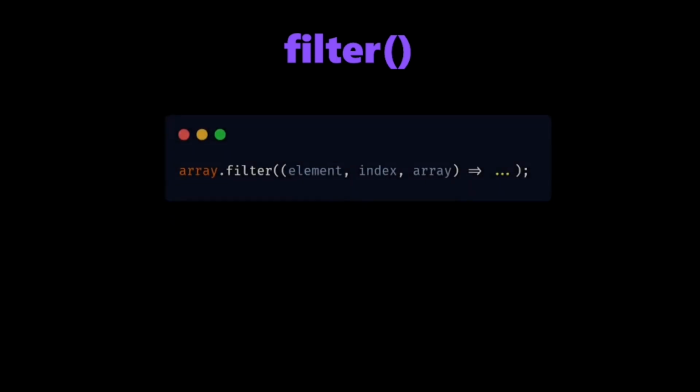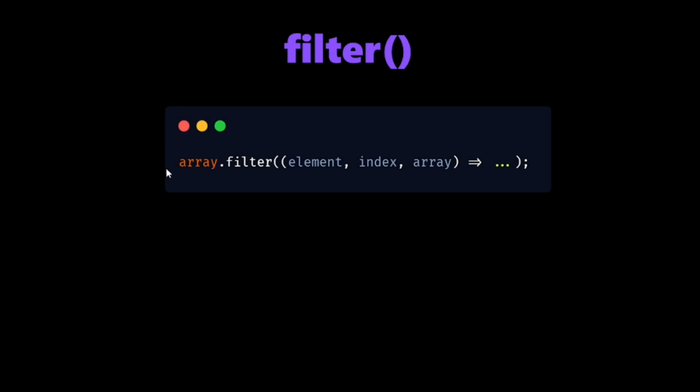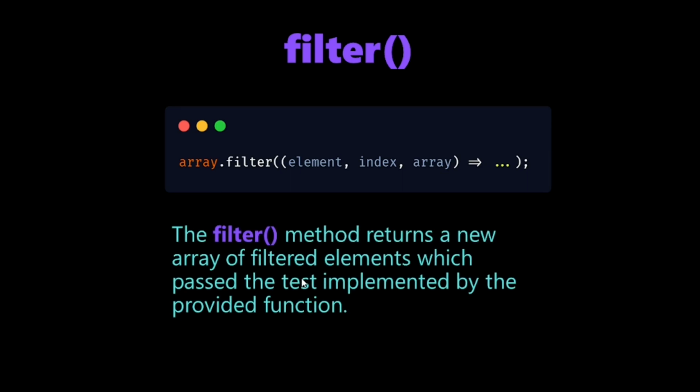Okay, let's get started. The filter method is used to filter elements of an array, and it looks like this. We are filtering over this array. We are using a callback function with 3 arguments: element, index of this element, and an array, which is the array we are filtering. The filter method returns a new array of filtered elements which pass the test implemented by the provided function. That means that we are not modifying the previous array, we are creating a new one.